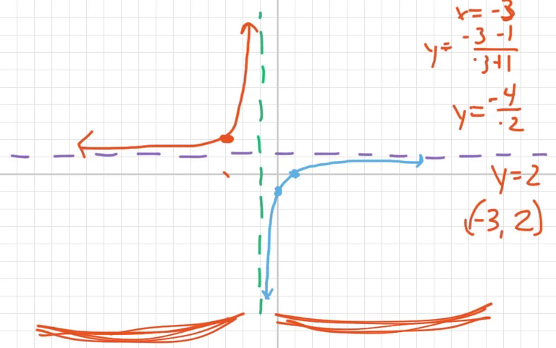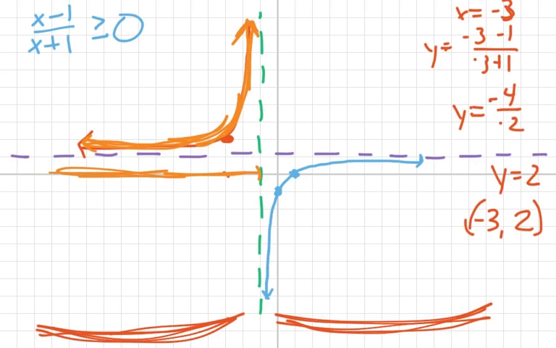Now remember that our original function was x minus 1 over x plus 1 greater than or equal to 0. So that means we want the parts of the curves that are above the x-axis. So this part of the curve right here is above the x-axis, this whole curve. So that means everything to the left of the vertical asymptote has the graph above the axis. So this would be -infinity to -1. Again, -1 is not included because there's a dashed line at that vertical asymptote.